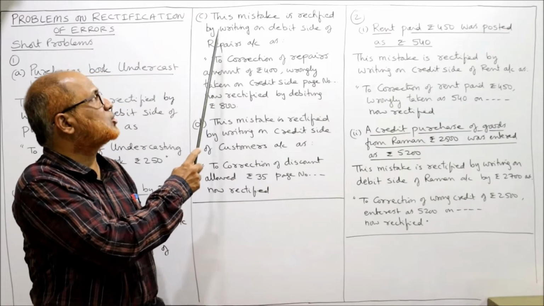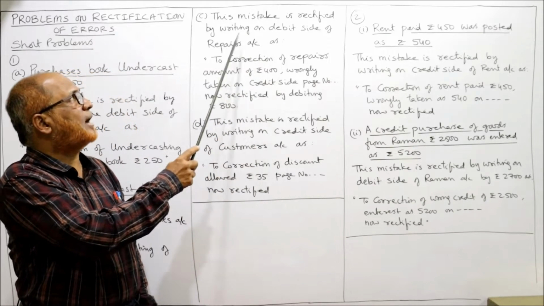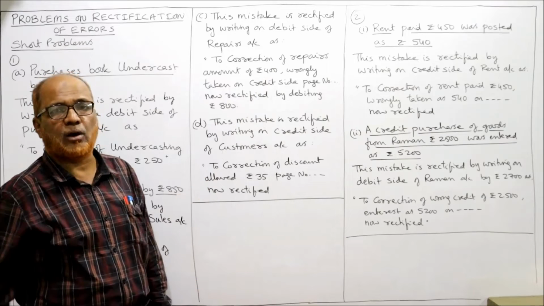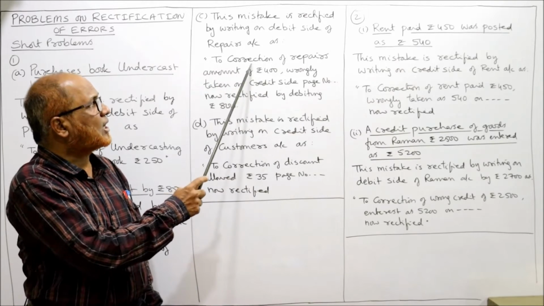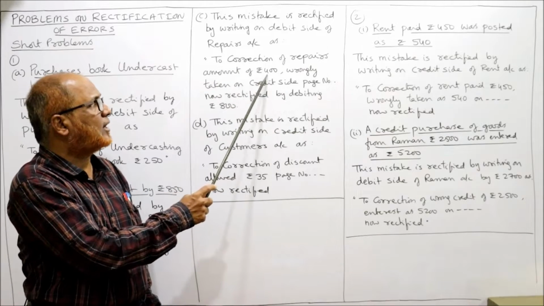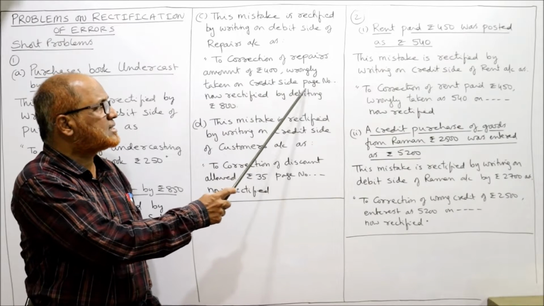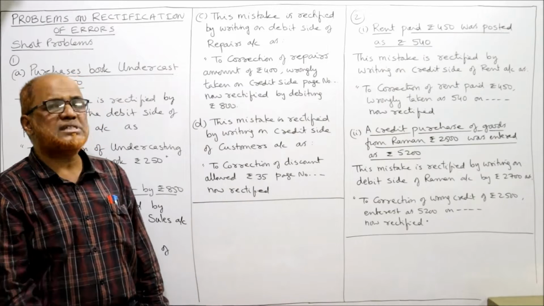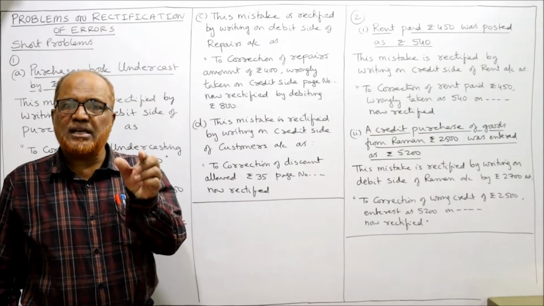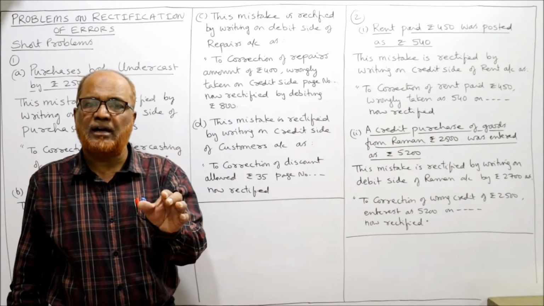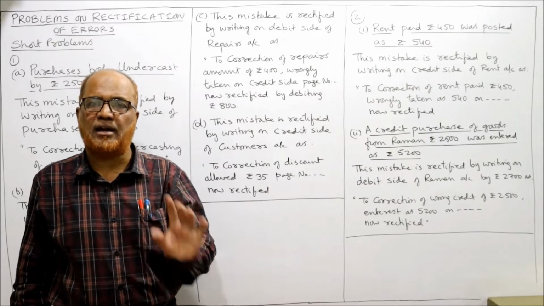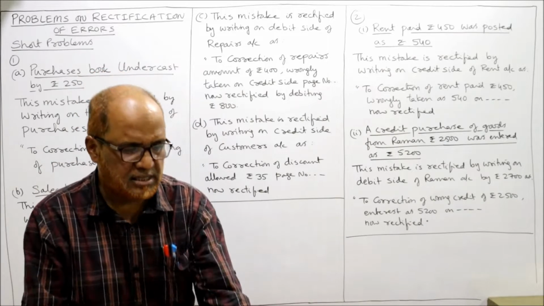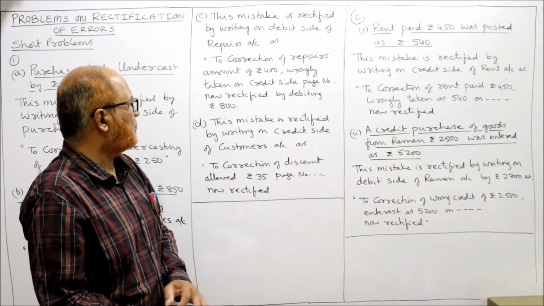So what is the sentence you should write? This mistake is rectified by writing on the debit side of the repairs account: "To correction of repairs amount of rupees 400 wrongly taken on credit side, page number so and so, now rectified by debiting rupees 800." So the repairs account will be debited by rupees 800. That's it. This is the third rectification.